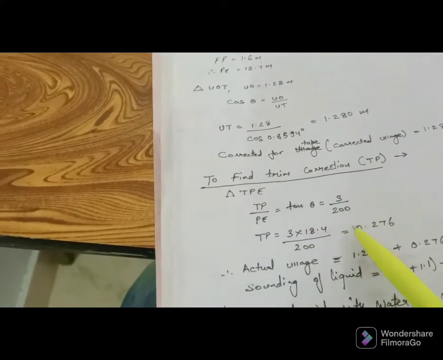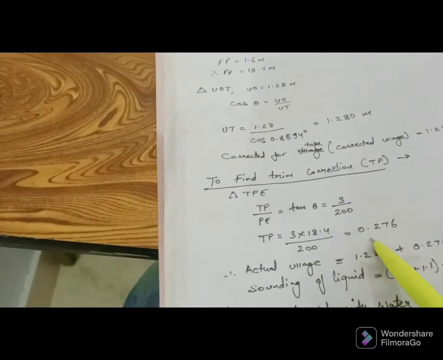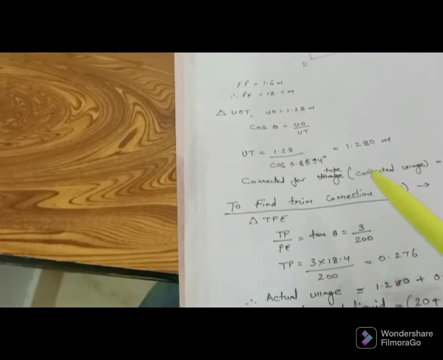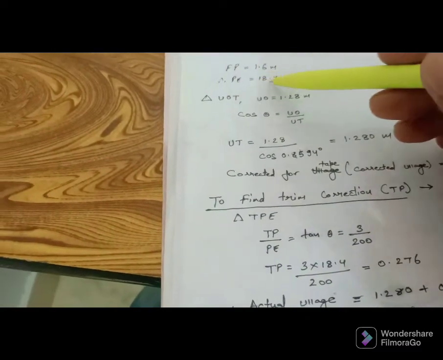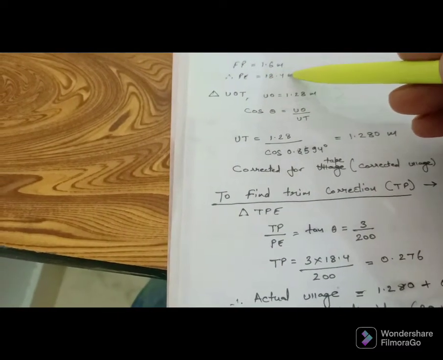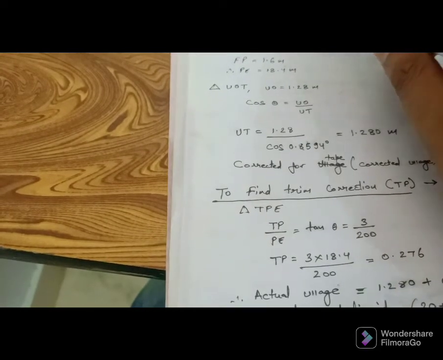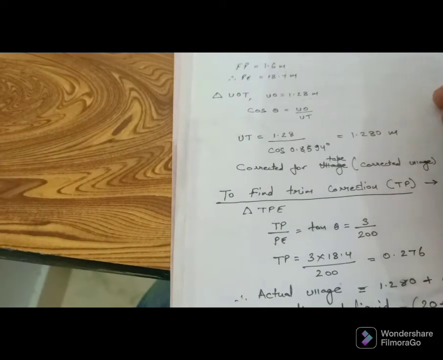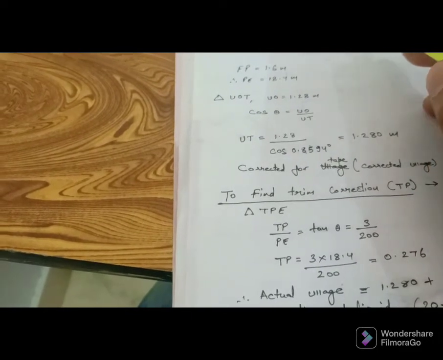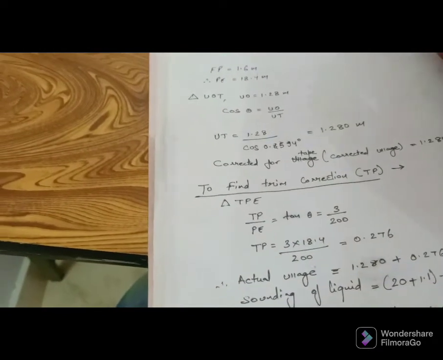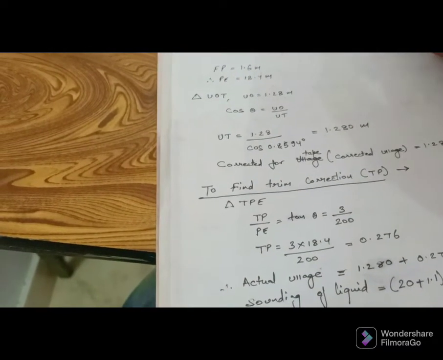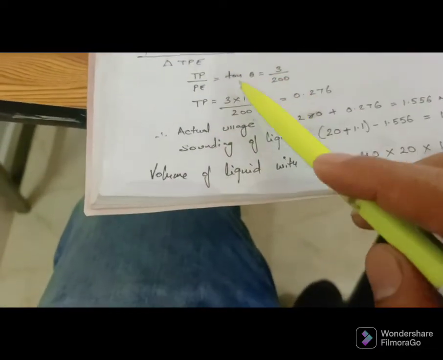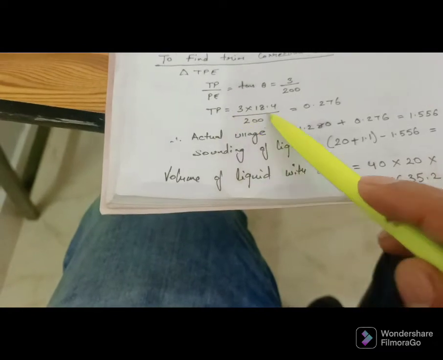TP becomes 3 into 18.4 divided by 200. So from where does this 18.4 come? Because we already calculated the value of PE. PE is this one. As we know this is 1.6, so this whole is 20 meter because the length is 40 meter, so this becomes 18.4. By doing all this interpolation we calculate the value of TP. So over here we have calculated the value of TP, and TP has come this.